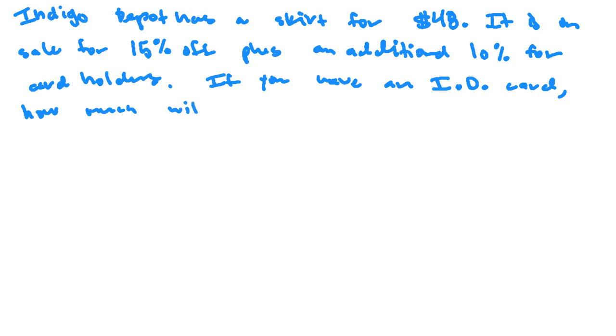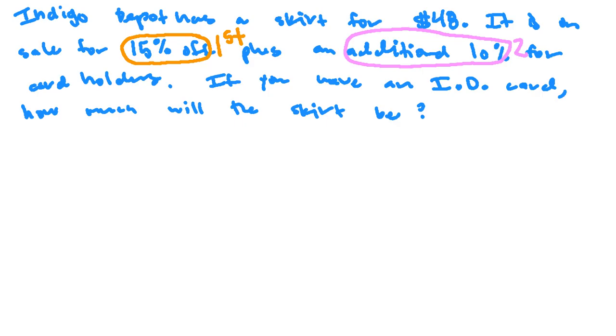Now, this comes up over and over again. You're going to have to do two percentages. The first one that we want to do is the general sale. Everybody that comes in is going to get 15% off. But if you have a card, you're going to get an additional 10%. So this is going to be calculated second, and it's only going to be calculated for card holders.